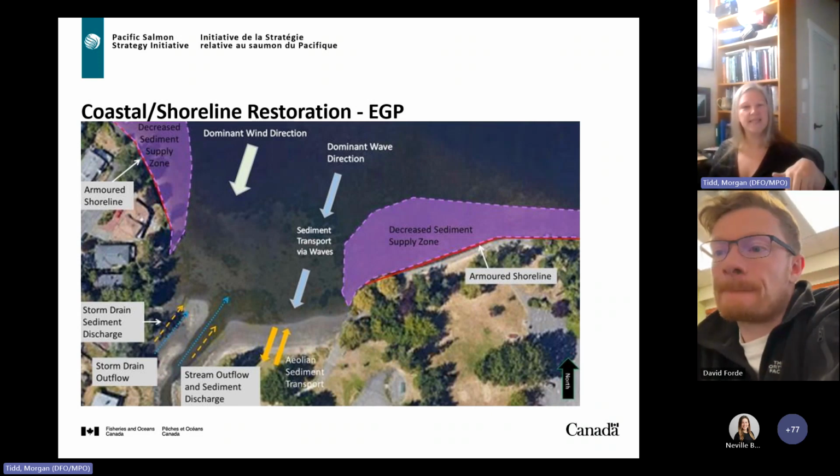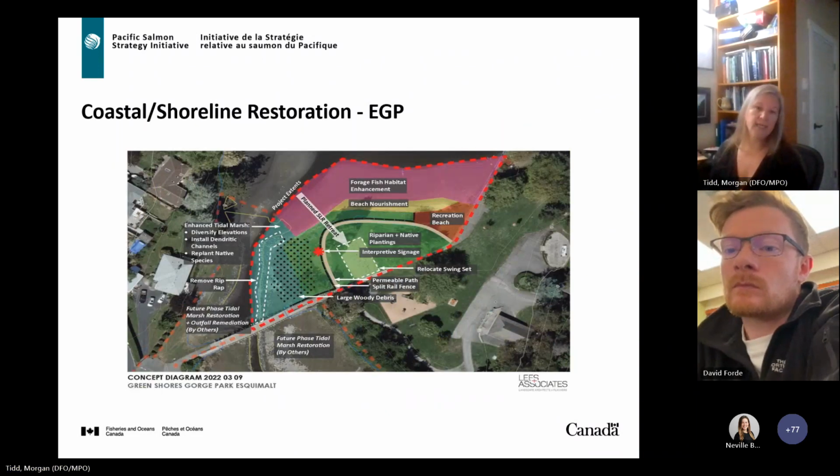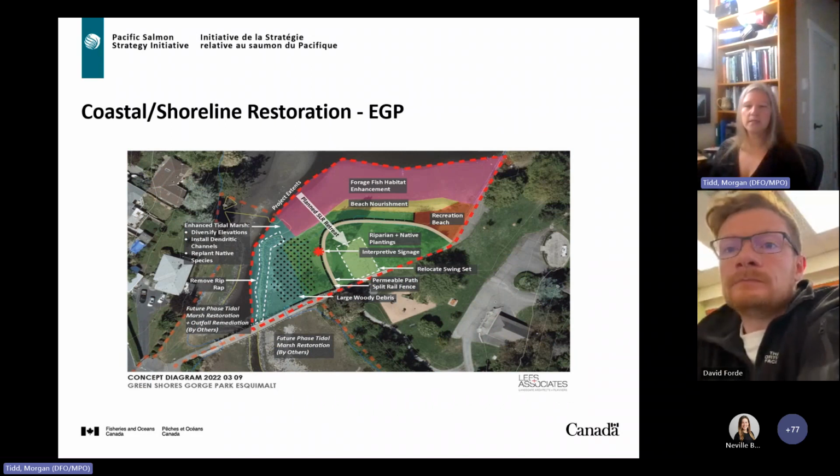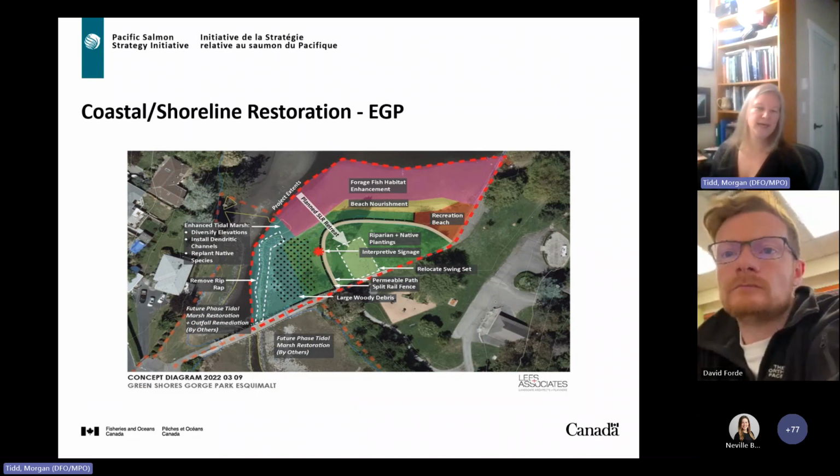I should also say that the dominant wave direction and climate is fairly benign, with waves of maybe 0.3 to 0.5 meter as the, you know, kind of extreme max significant wave height in the wintertime. And so this is just starting to bring it in a little bit into the salmon restoration world.